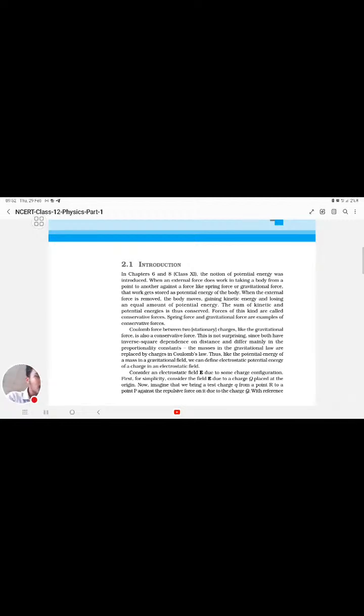In chapters 6 and 8 of class 11, the notion of potential energy was introduced. So basically we were talking about the work, power, energy chapter, in which we came across potential energy. When an external force does work in taking a body from one point to another against a force like spring force or gravitational force, that work gets stored as potential energy of the body. When the external force is removed, the body moves, gaining some kinetic energy and losing an equal amount of potential energy. The sum of kinetic and potential energies is thus conserved. Forces of this kind are called conservative forces. The spring force and gravitational force are certain types of conservative forces.